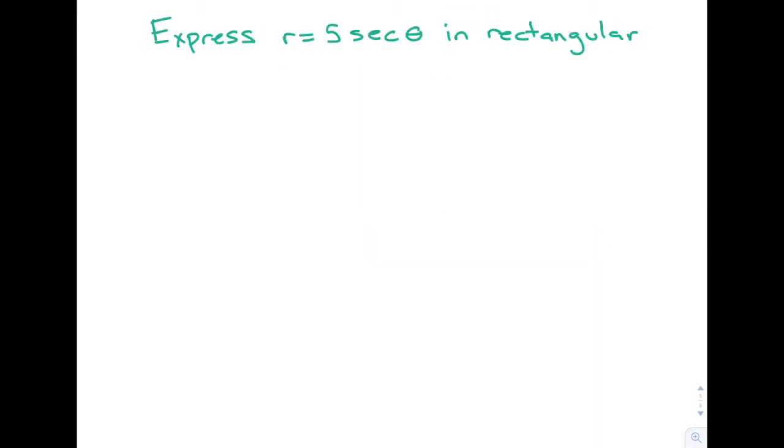So express r equals 5 secant theta in rectangular coordinates. First, remember secant theta is just 1 over cosine, so we can say r equals 5 times 1 over cosine theta. Now, one of the tricks to going the other direction is to look for things that might become r cosine theta, r sine theta, or could substitute in for x squared plus y squared. We'll look at an example where that's the trick we need to use in a moment, but hold on to looking for r cosine theta here.